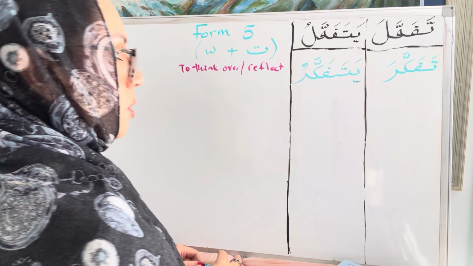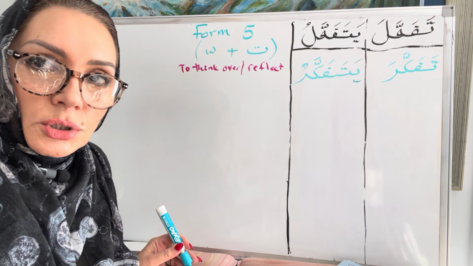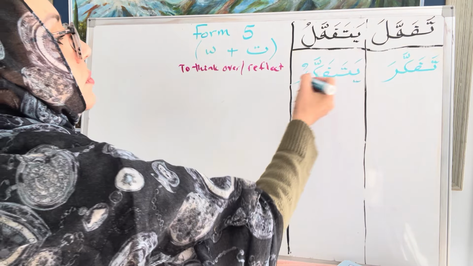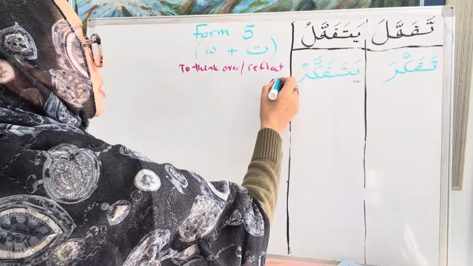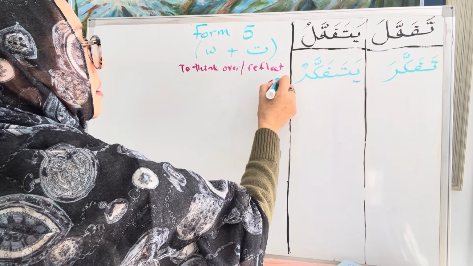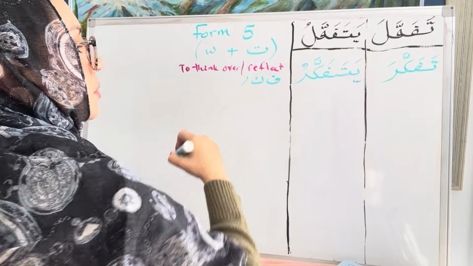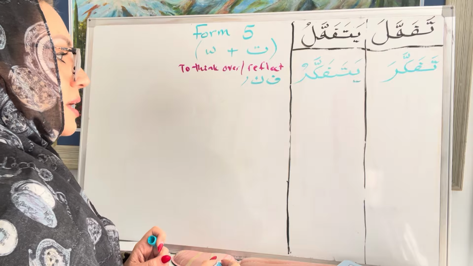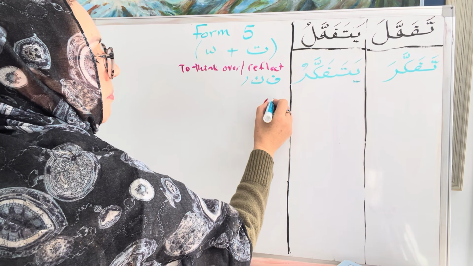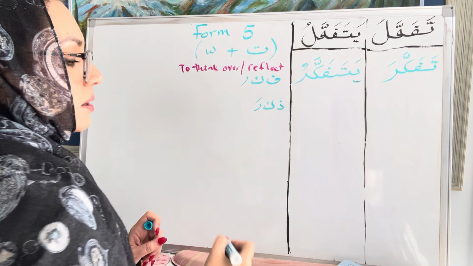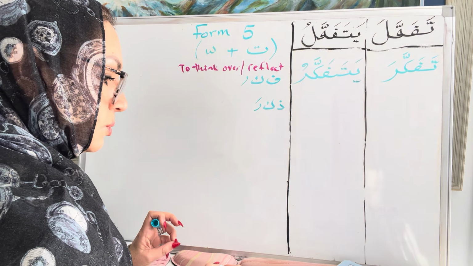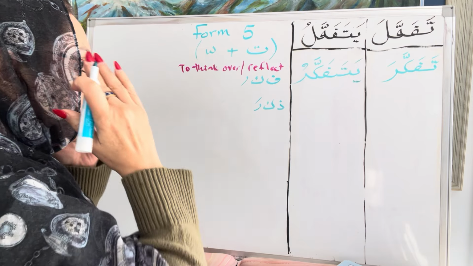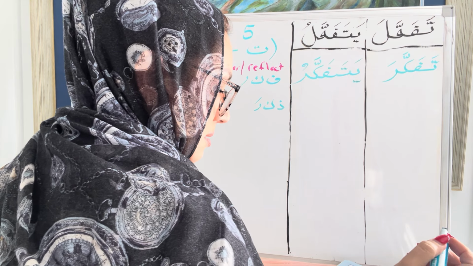Okay. Now that we know how to construct it, it should be easy for the next verb. I should write the basic root letters here, so we won't forget them. The next verb we have is ذكر. ذكر means to warn, to remember. Okay, so that's what that means.